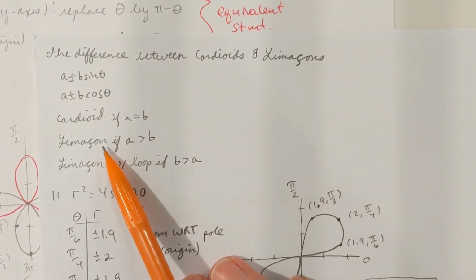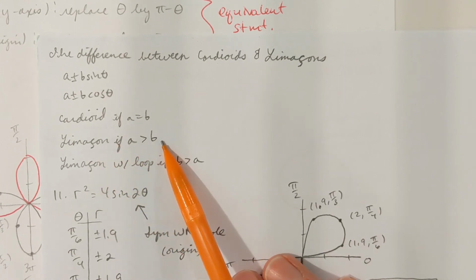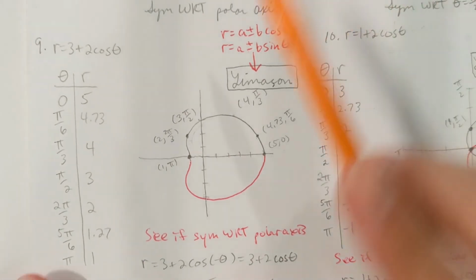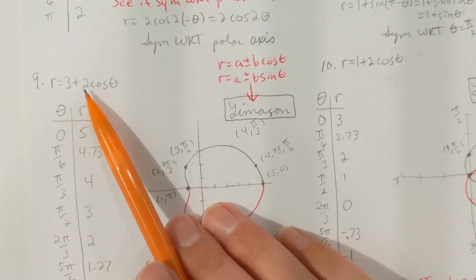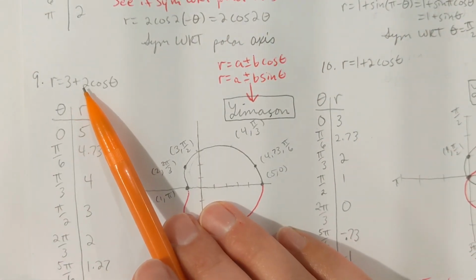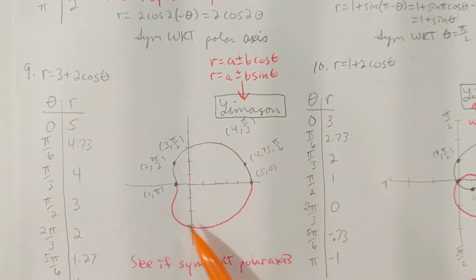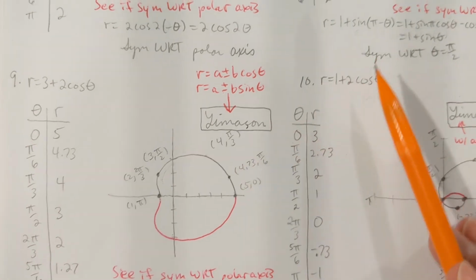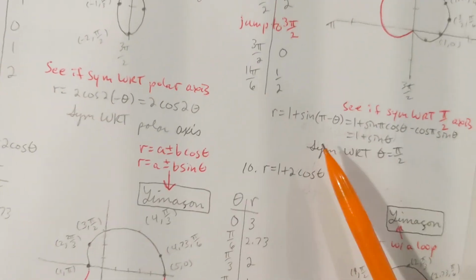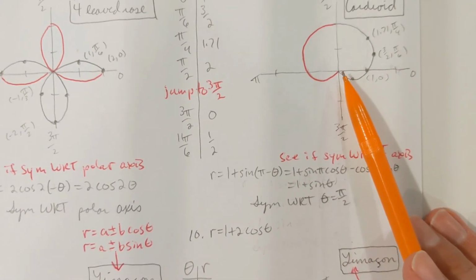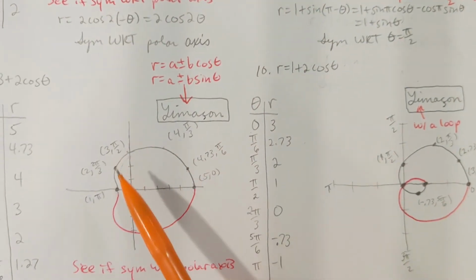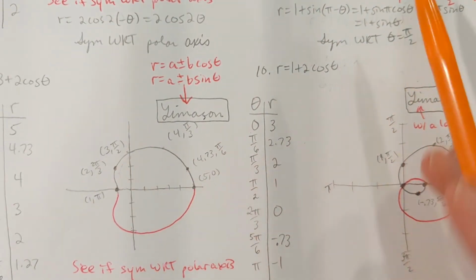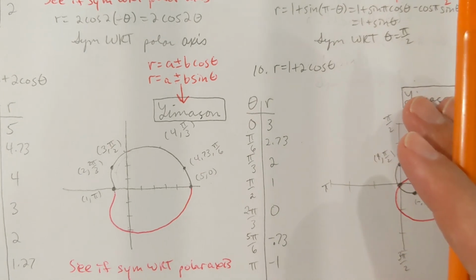You're going to have a limaçon if a is greater than b. So in problem number 9 here, a was 3 and b was 2, and we end up getting just an ordinary limaçon. A cardioid is different from an ordinary limaçon in that there's a sharp turn at the pole. That's a feature of a cardioid. A limaçon has a smooth turn going through the axis there.